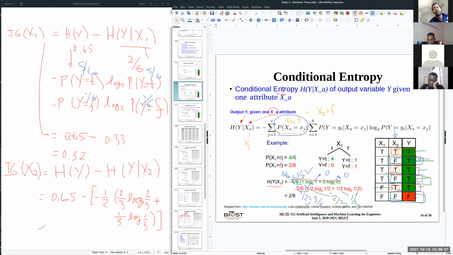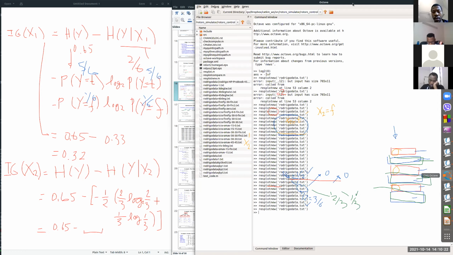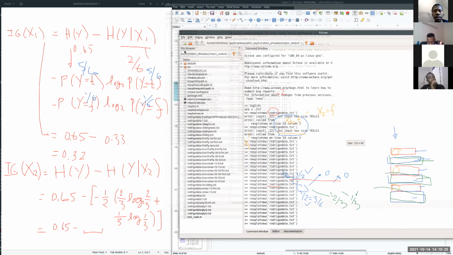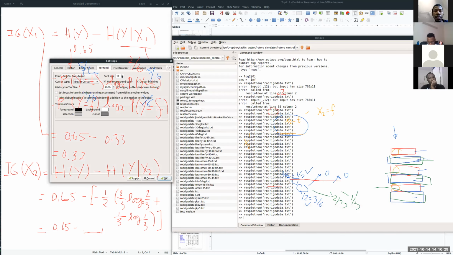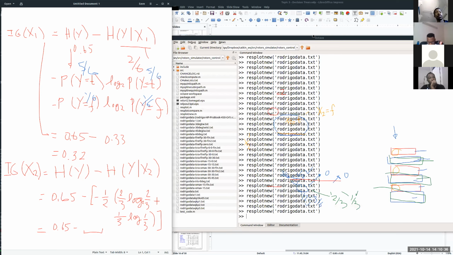How much is this? So 0.65 minus some value. Then we will know which one has the highest information gain, and then we will use that as our first layer. Which one? Or you want me? Are you calculating? Run it using Octave. Nobody, I guess, wants to do it. Can somebody do it? Font size, make it 18. Okay, I'll do it here.